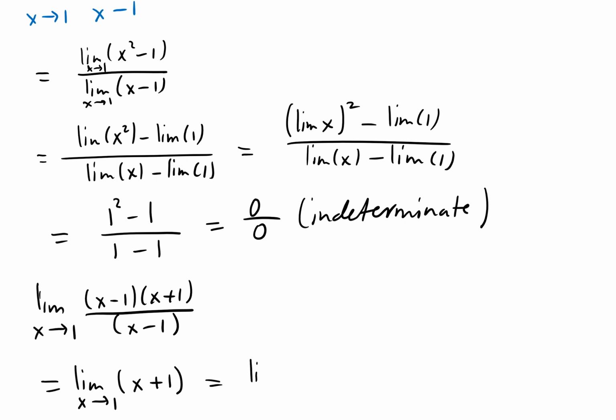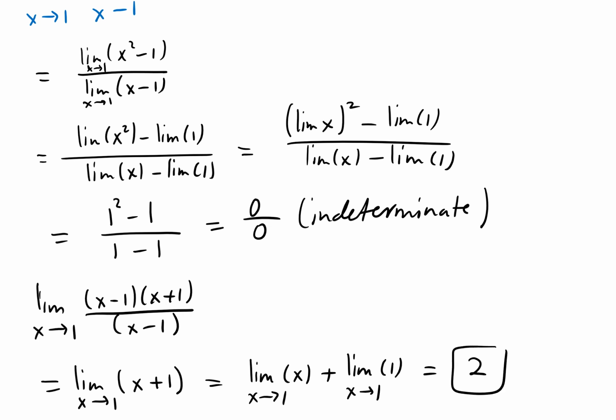As you know, we find the limit of the first one plus the limit of the second one as x approaches 1. So that would give me 1 plus 1, 2. So that would be the answer. So I used the factoring trick to solve the problem. Any questions?